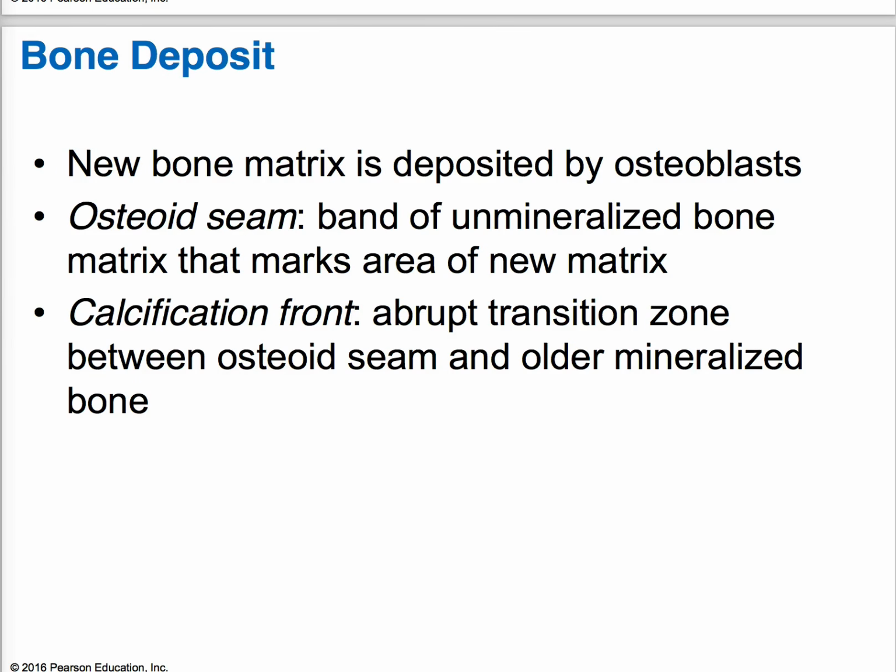So moving forward, the new bone matrix gets deposited by osteoblasts. The bone matrix deposited by the osteoblasts gets marked by the presence of a seam that we call an osteoid seam, which is an unmineralized band of gauzy-looking bone matrix. Between the osteoid seam and the older mineralized bone, you have an abrupt transitional zone that we call the calcification front. Because the osteoid seam is always of constant width and the change from unmineralized to mineralized matrix is sudden, it looks like the osteoid must mature for roughly a few weeks before it's actually able to calcify.